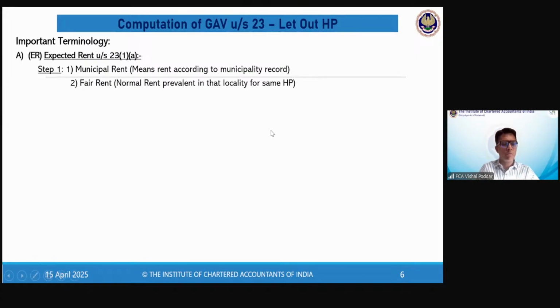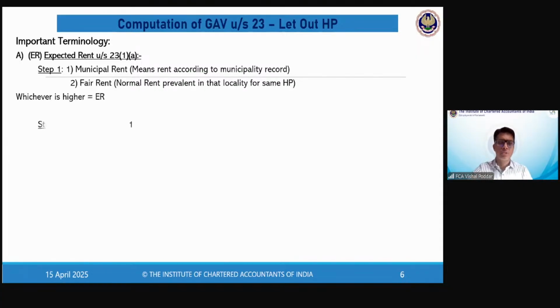Fair rent is the rent which similar property commands in your area. So, simply put, in your same locality, in your same building, whatever is the rent of any other flat similar to your flat is the fair rent. So find out both these values and take whichever is higher. The higher of these two values is your expected rent for the time being.